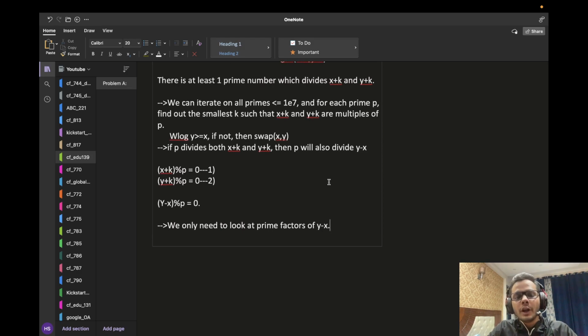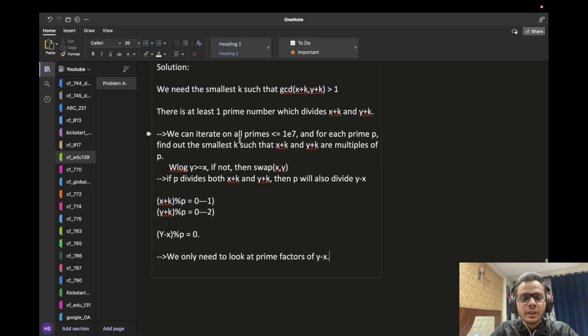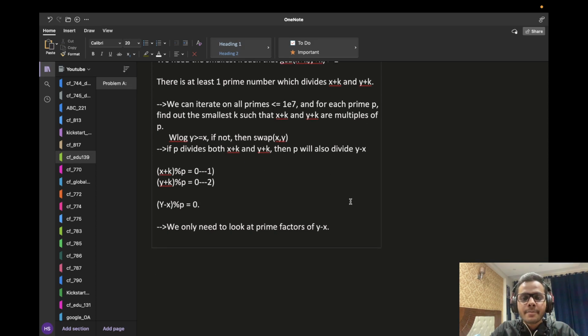Cool. So now we are really close to the solution. The only key which is missing here is how do we find the smallest k such that x plus k and y plus k are multiples of p very quickly, right? So now this is pretty easy. All we need to do is look at x modulo p for any prime p.